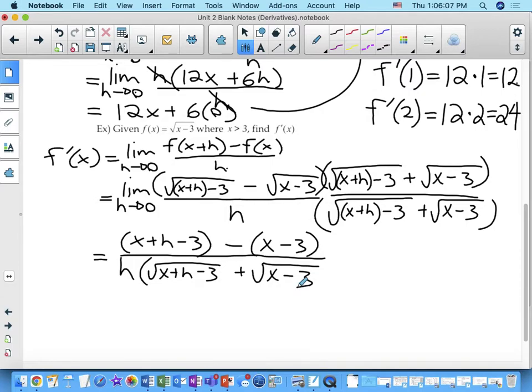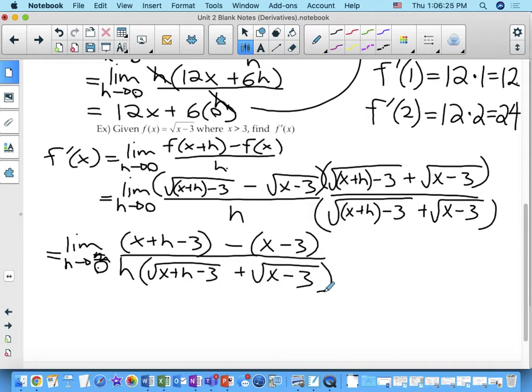Oh, I dropped the limit again. I don't know why I keep doing that. Don't do that, you guys. Some of you did that on the quiz. Don't drop this limit until you actually do the substitution. And then when you do the substitution, drop the limit. I'm not practicing what I preach.